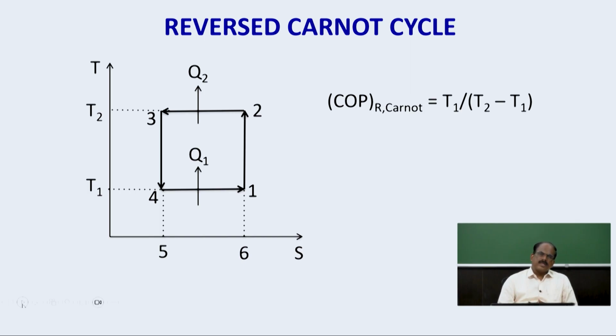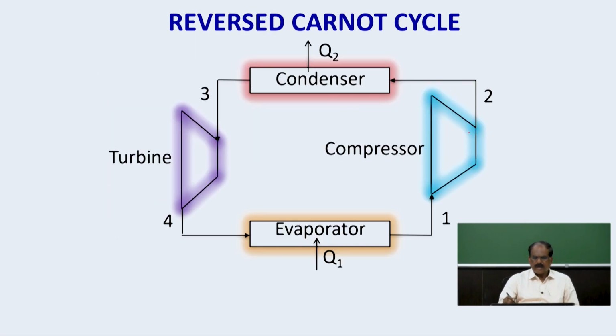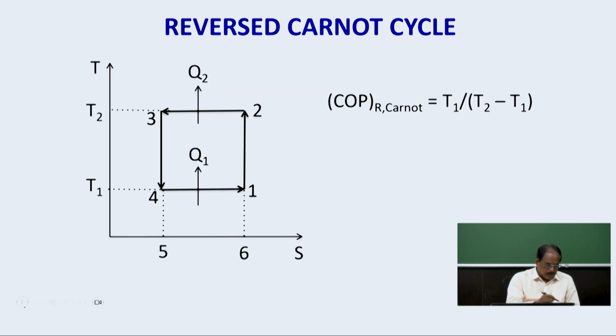So if we compare with the actual cycles, there will be deviation. Here, this is 1 to 2. If you see the diagram here, 1 to 2 is compression. Since it's an ideal cycle, process 1 to 2 is isentropic compression.